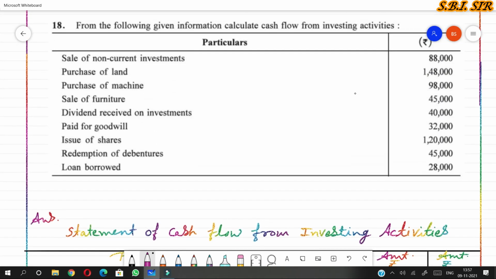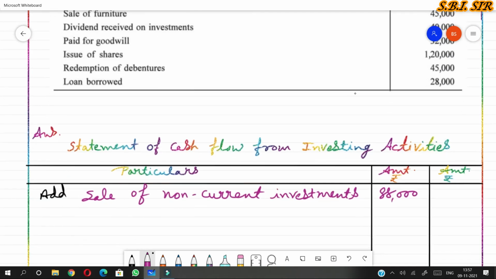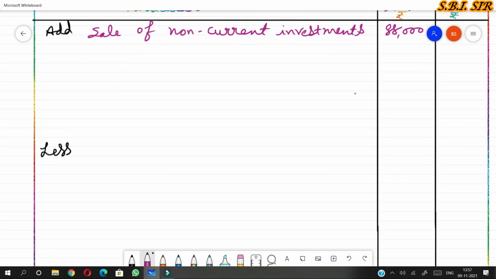Next, purchase of land 1,48,000. We will deduct it. Purchase of land, because by purchasing the fixed assets, cash flow decreases. 1,48,000.